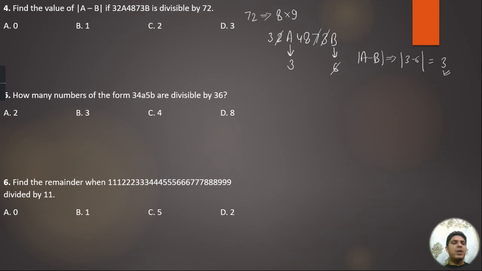Right? So students, let us discuss one more question. Question number 6 here. He is saying, how many numbers of the form 34a5b are divisible by 36? So students, we have already used the divisibility rule of 36. For the divisibility rule of 36, we will have to check the divisibility by 4 and 9 individually. Let us check the number. We have 34a5b.